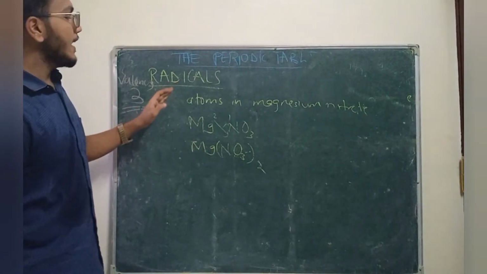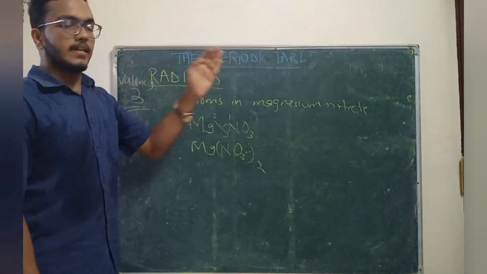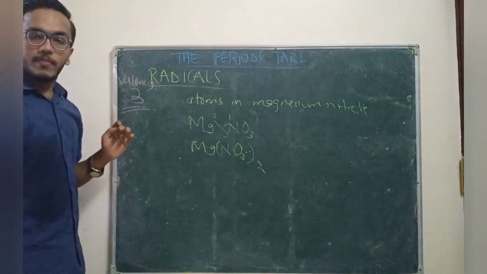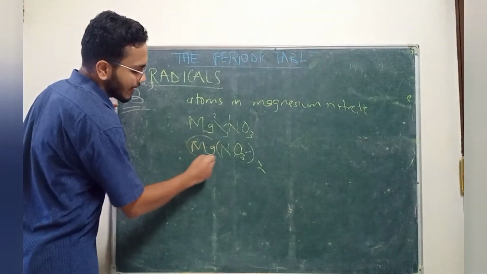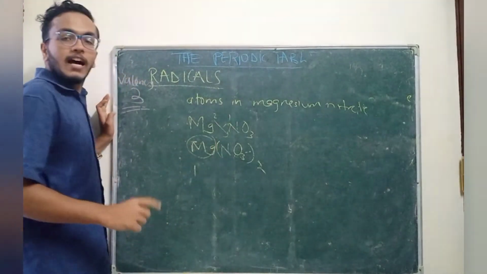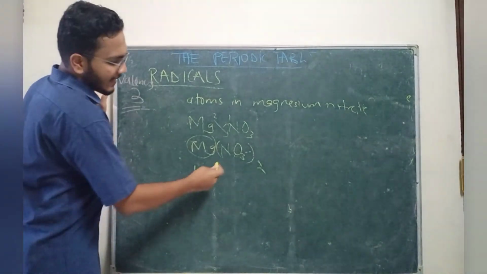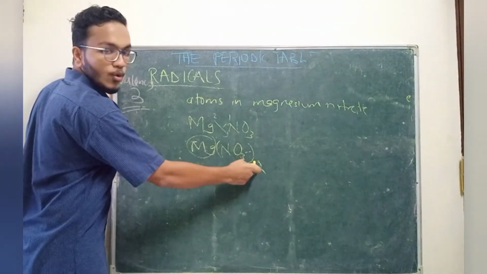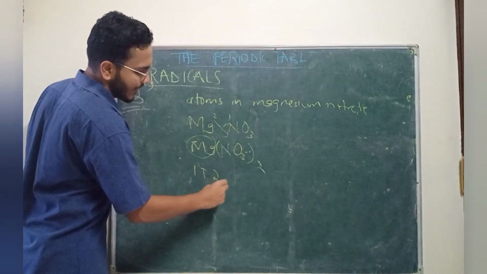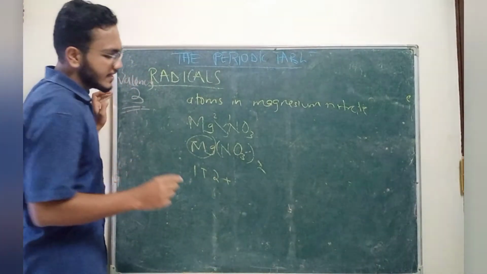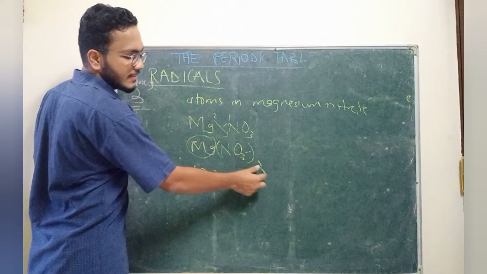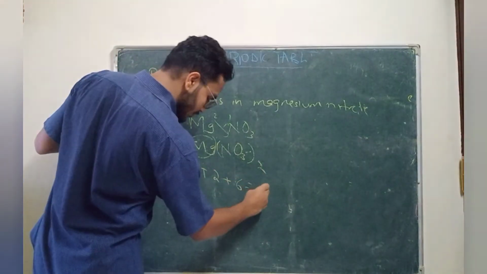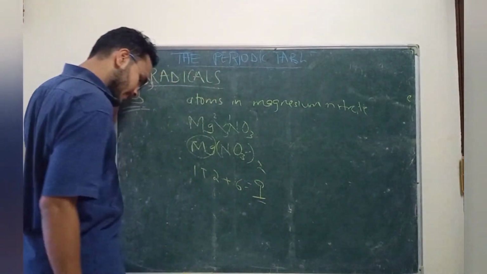Now how many atoms are there in magnesium nitrate? How many atoms of magnesium do we have? We have only 1 atom of magnesium, so that is 1. How many atoms of nitrogen do we have? Nitrogen here is 1, but there are 2, so we have 2 atoms of nitrogen. And how many are of oxygen? We have 3 atoms of oxygen times 2, 6. So we have a total of 9 atoms.